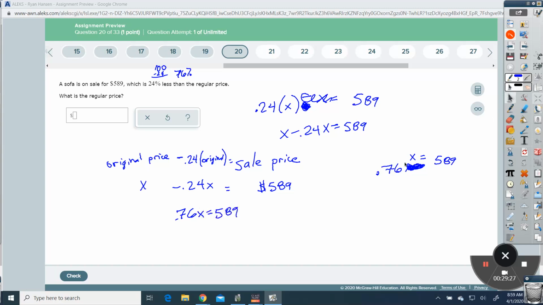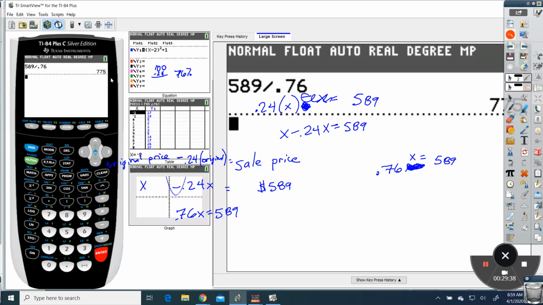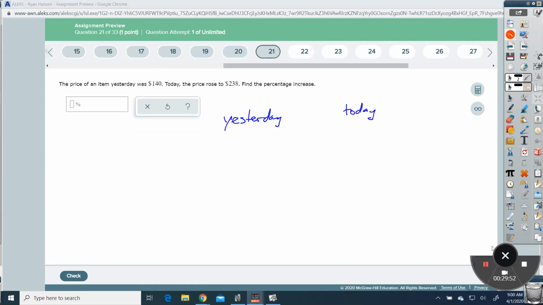So now we just go to our calculator. To get rid of the times 0.76, we divide. So I go 589 divided by 0.76, and I get $775. Okay, and that should be more than this price because this is the discount price. So 775 is a reasonable amount.